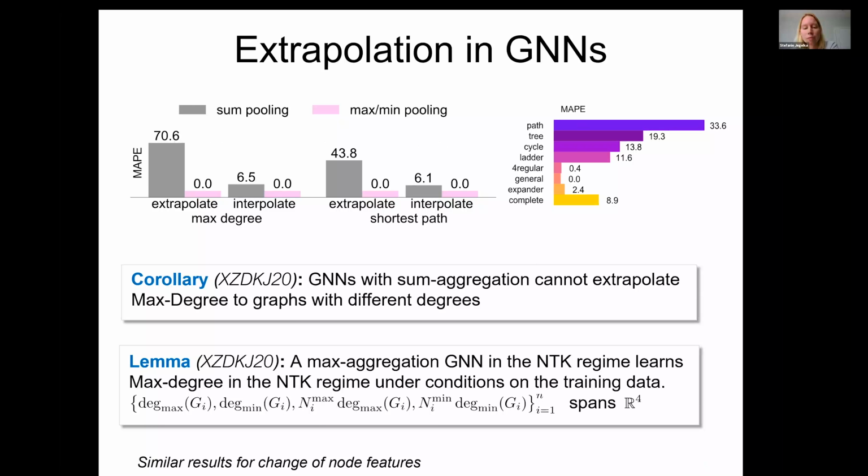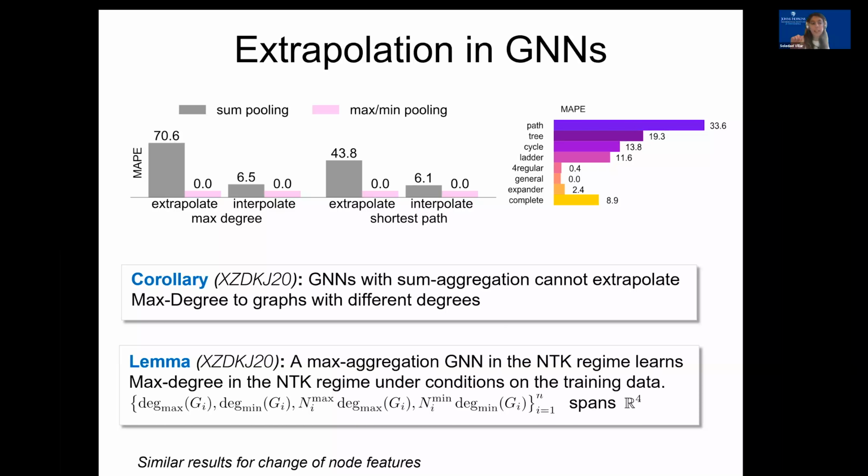It also comes into play in my lemma down here, which has a condition on the data that there has to be enough variety in the min and max degree, and in the number of nodes that have the min and max degree. That comes into play, but I'm sure there's more to say in that direction.